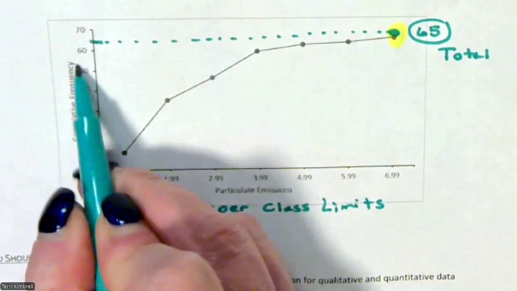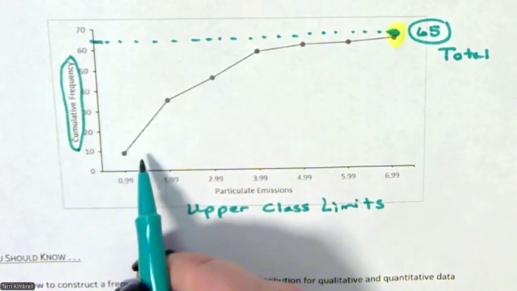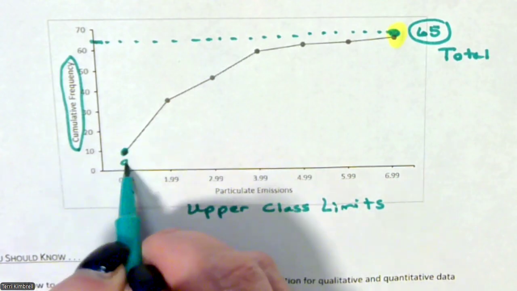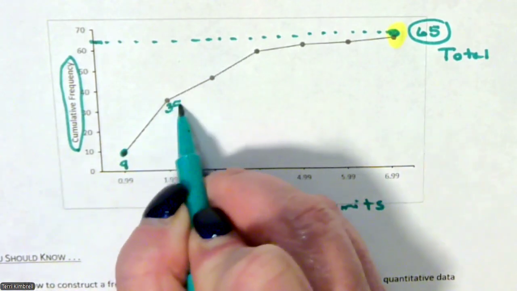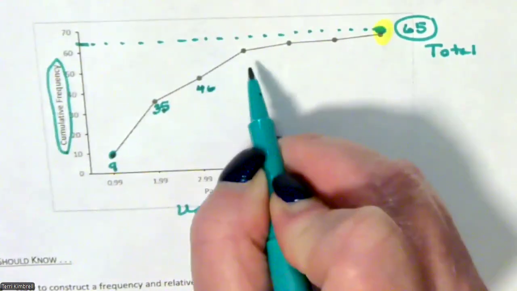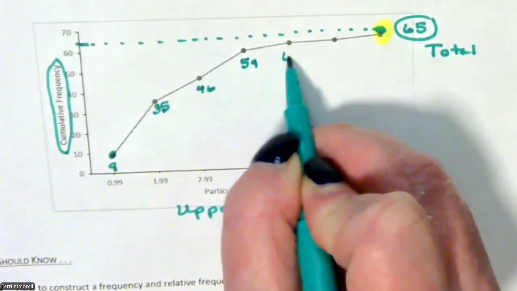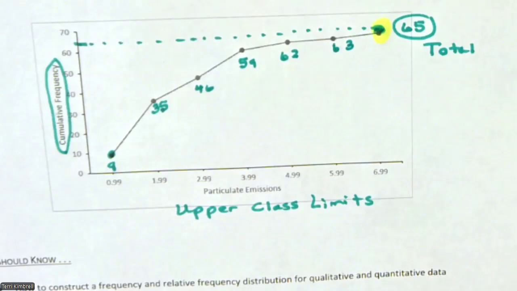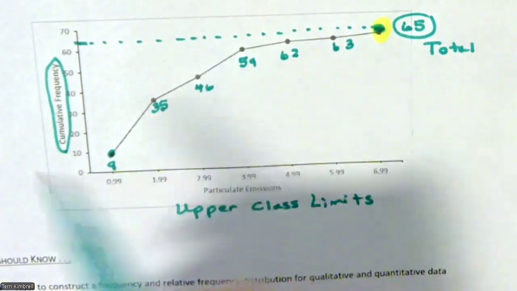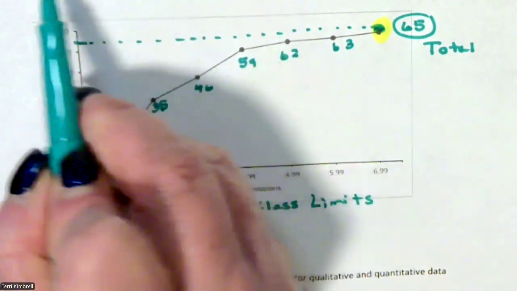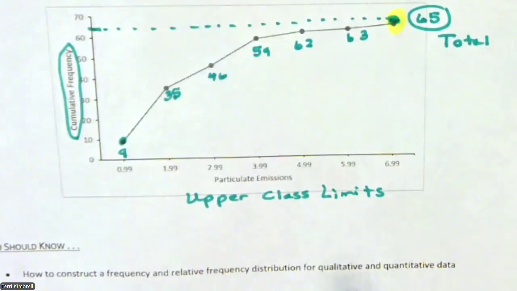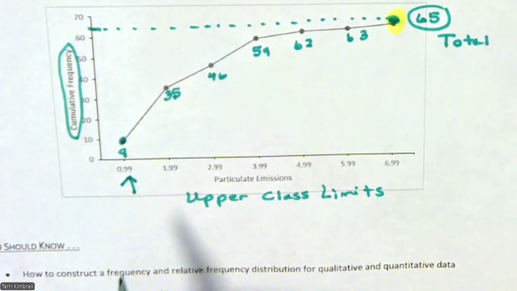This right here is the cumulative frequency. So notice this is growing each time. So I believe we started off somewhere around 9, and then we went to 35, 46, 59, 62, 63, and ended at 65. Okay. So your y-axis is going to be the cumulative frequencies, the y-axis. The x-axis is going to be your upper class limits. That would be the upper class limits.